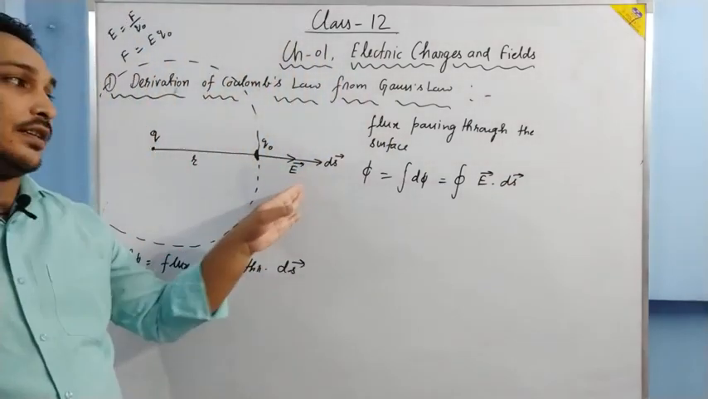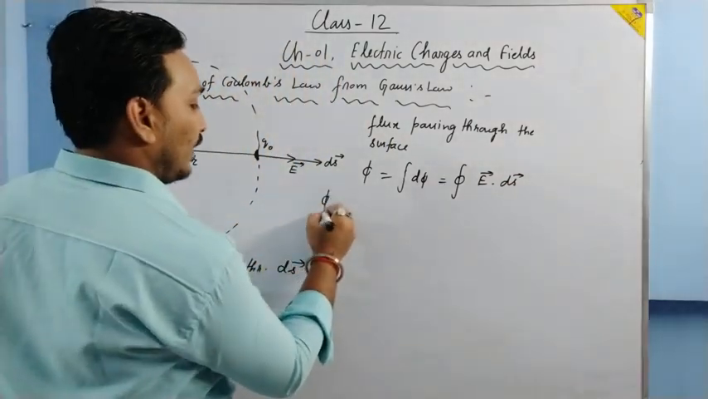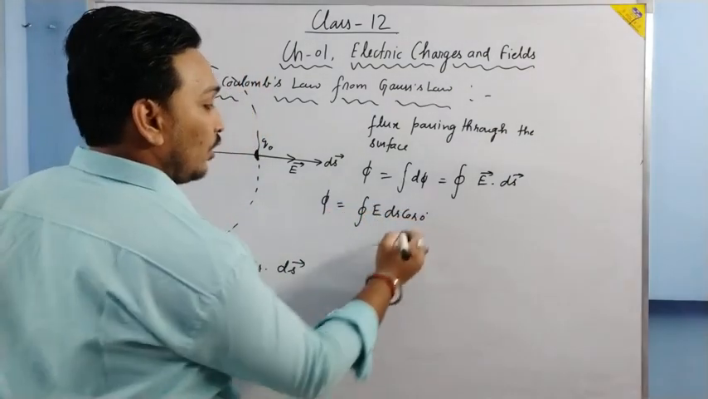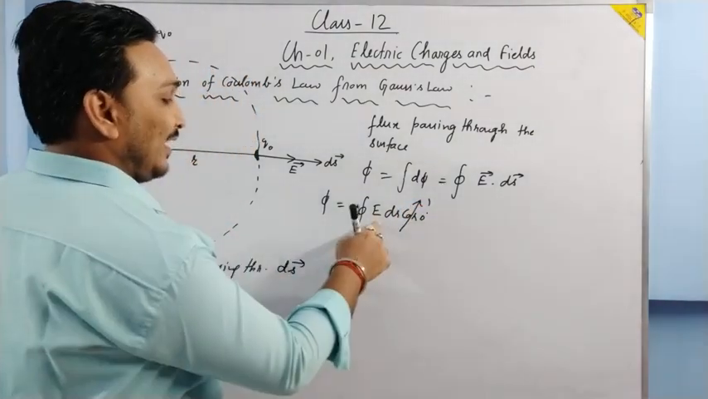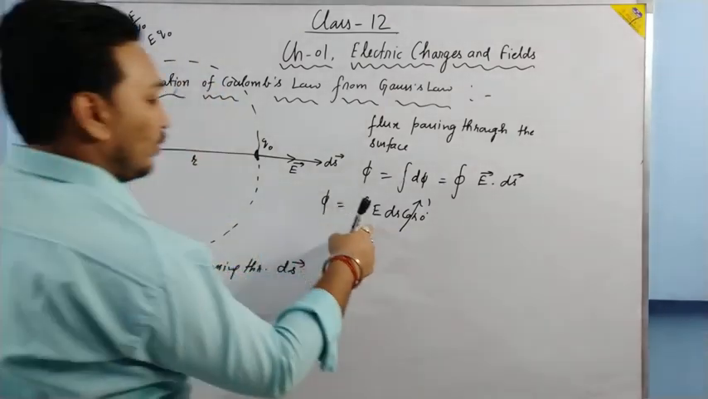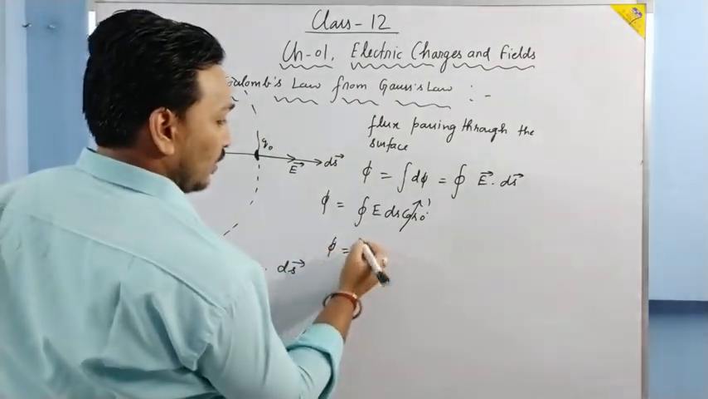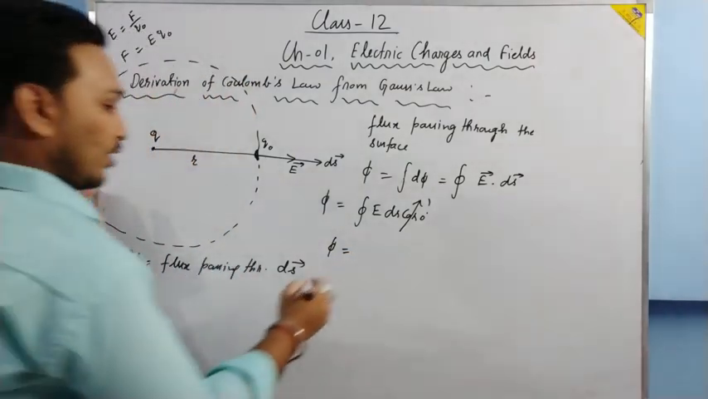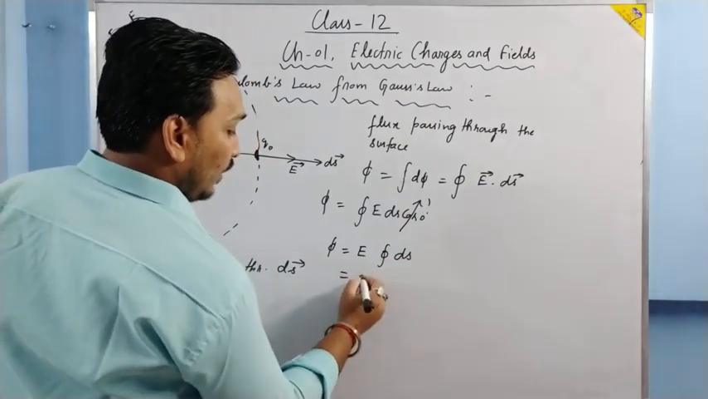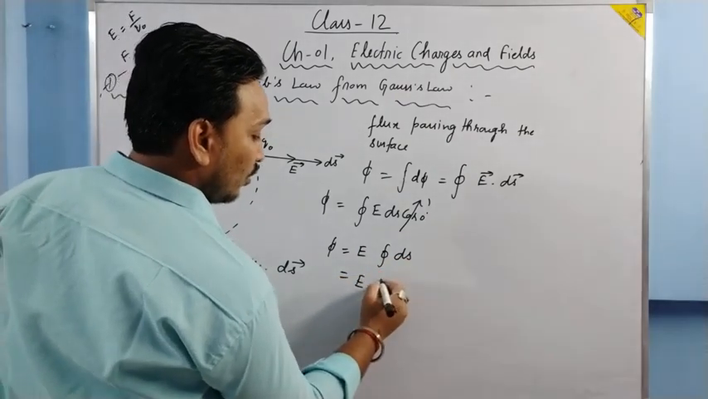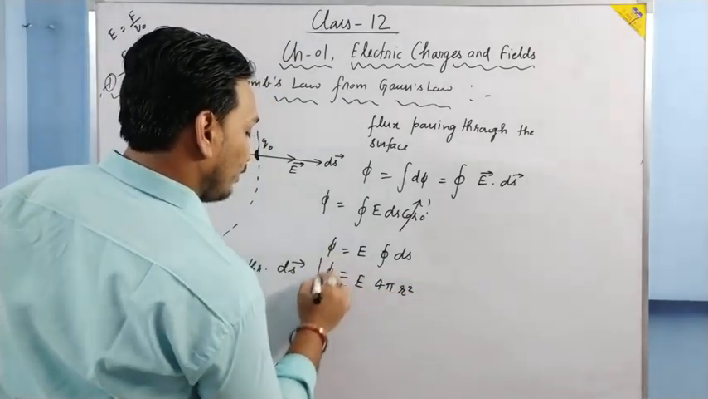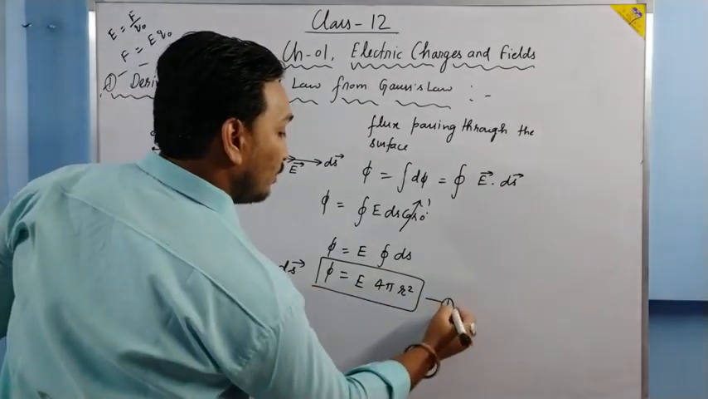As we can see, E and ds are in the same direction. Then phi is equal to the surface integration of E ds cos 0. The value of cos 0 is 1. Since it is a sphere, at every point of the sphere the electric field remains the same, so E can be taken out of the surface integration. So we will get E times the surface integration of ds. The surface integration of ds is 4 pi r square, which is the surface area of the sphere. Let this be equation number 1.